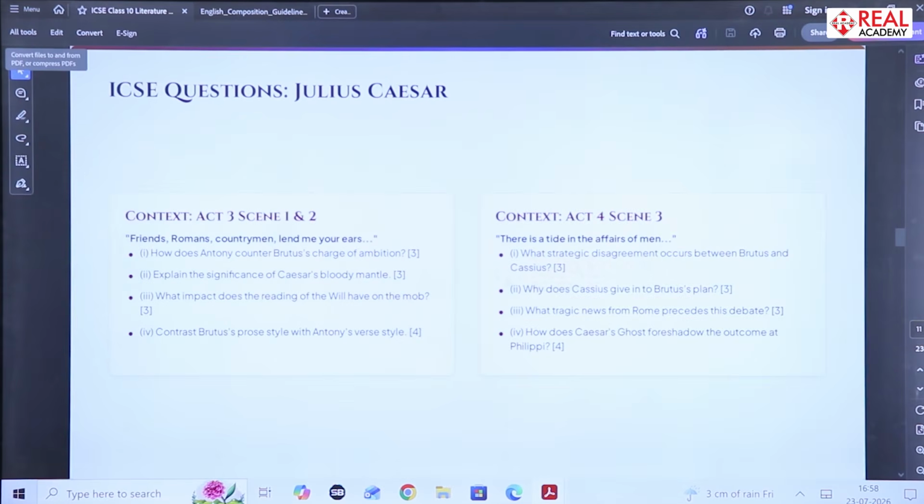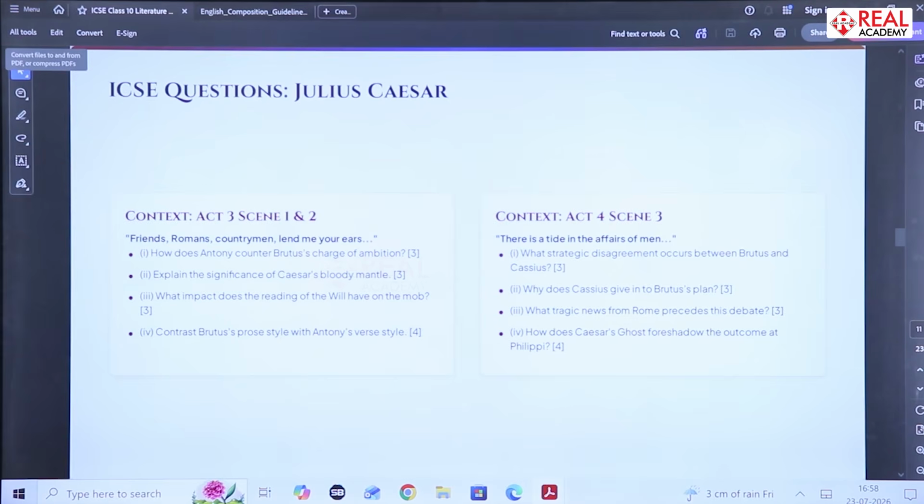Now let's move to the important questions that may be asked. Context, Act 3, Scene 1 and 2, "Friends, Romans, countrymen, lend me your ears." How does Antony counter Brutus' charge of ambition? Explain the significance of Caesar's bloody mantle. What impact does the reading of the will have on the mob? Contrast Brutus' prose style with Antony's verse style.